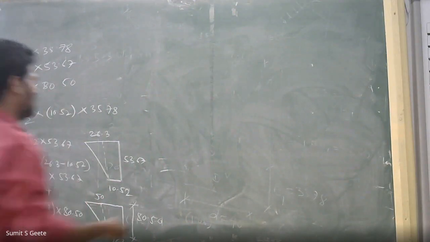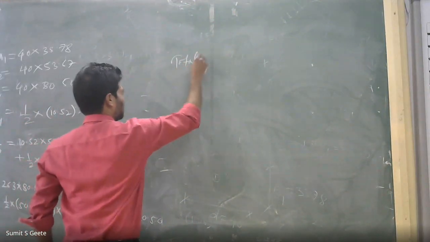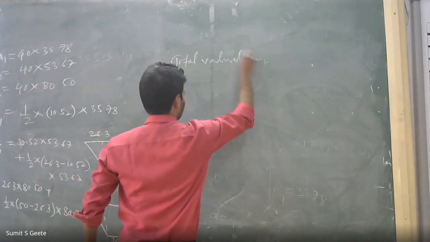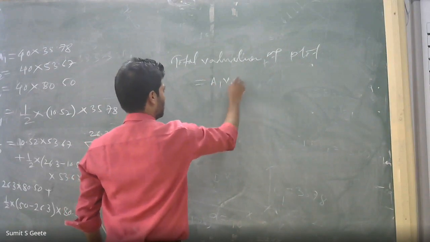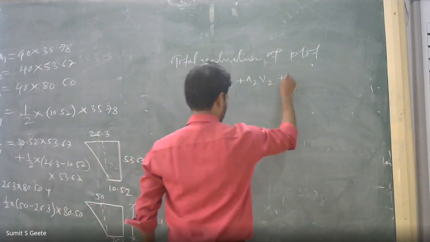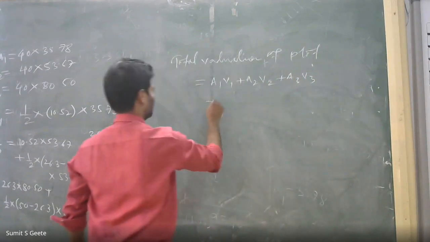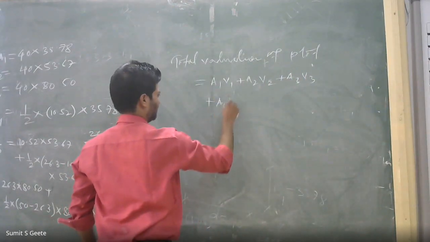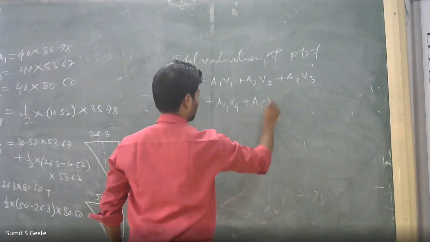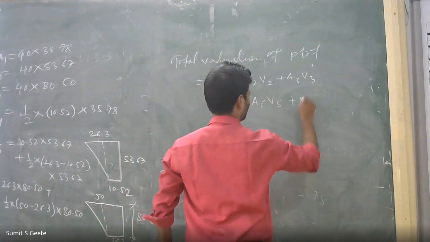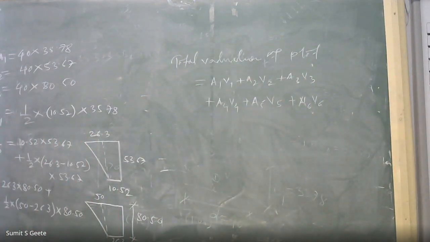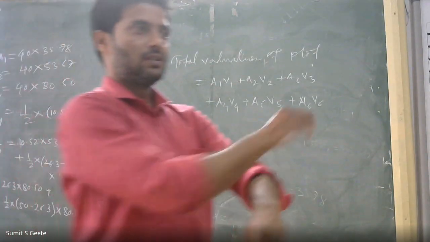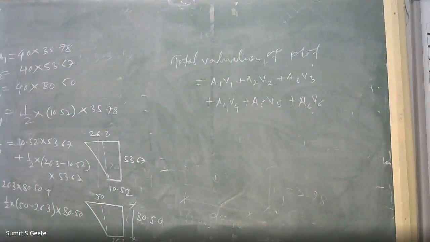So the total valuation of the plot is equal to A1 V1 plus and so on. V stands for value, okay, it is not volume. Let's say just multiply and find out the total cost.